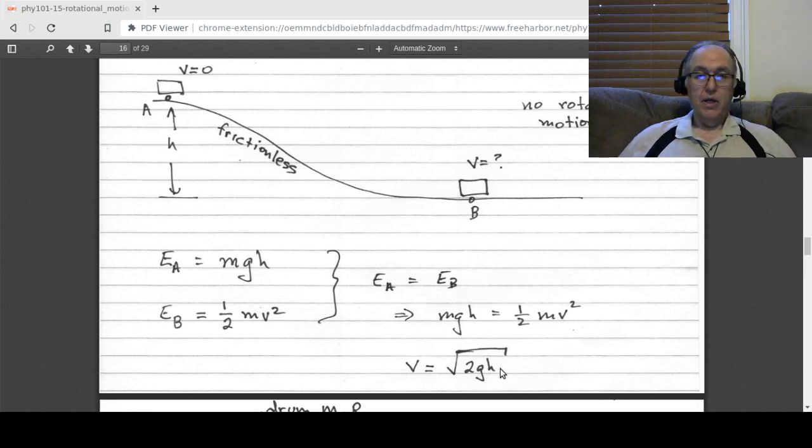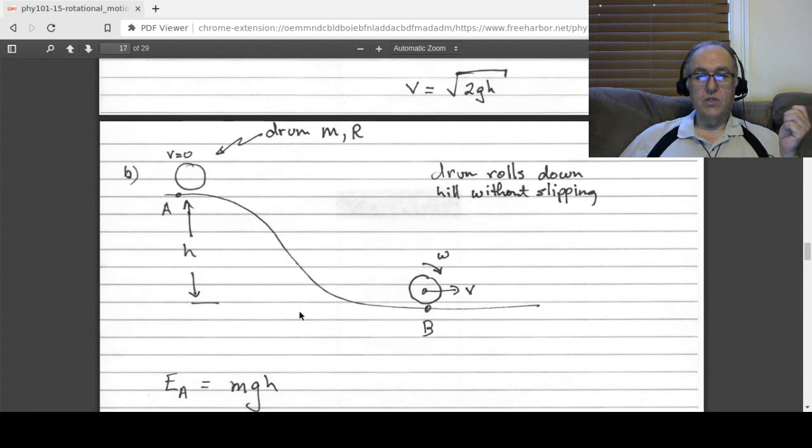Okay, great. We've got a formula. Now, what are we going to do with this? If I gave you h, you could plug in here and find v. What we're going to do with this is compare it to some of the other formulas we get. So let's do this again.